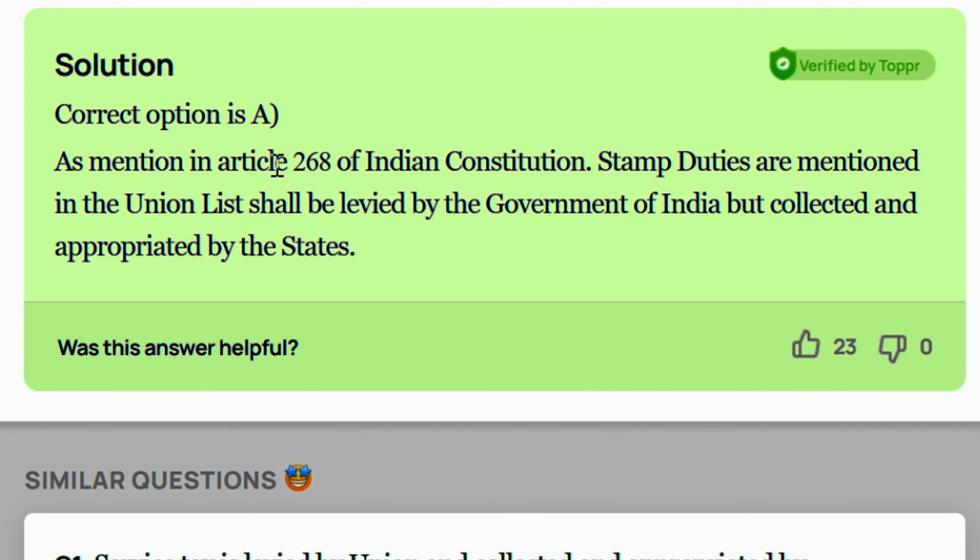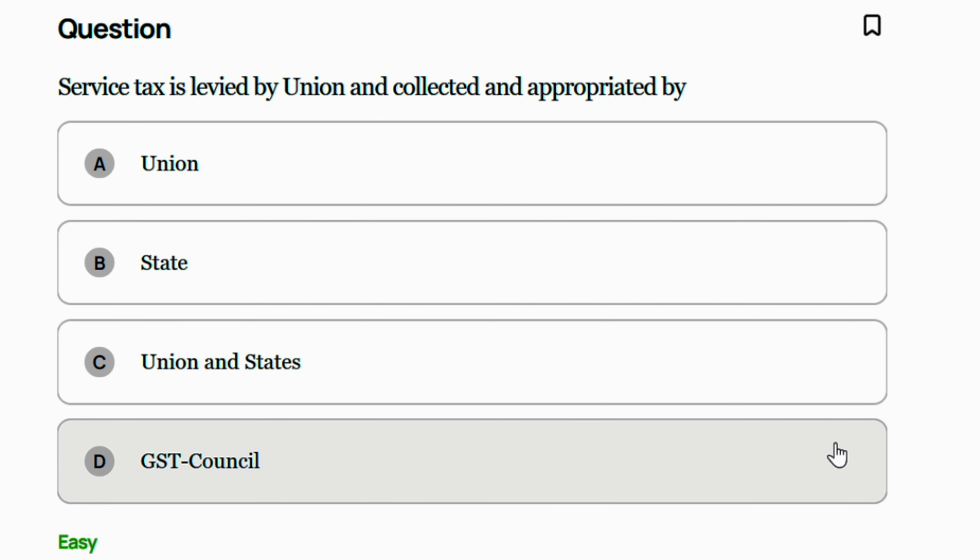Solution, correct. As mentioned in Article 268 of the Indian Constitution, stamp duties mentioned in the Union List shall be levied by the Government of India but collected and appropriated by the states. Service tax is levied by the Union and collected and appropriated by the Union and states.